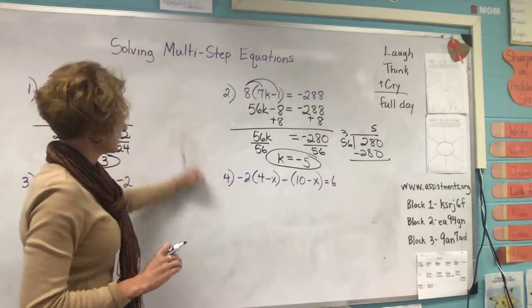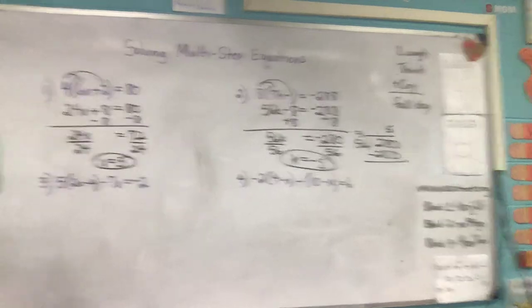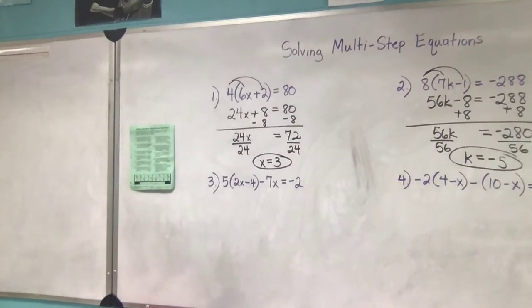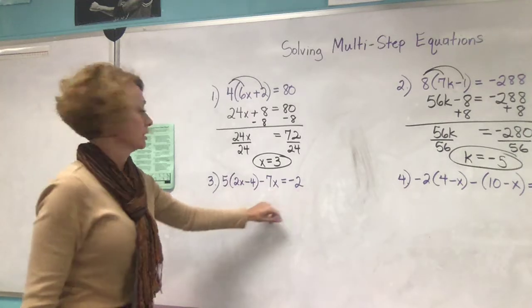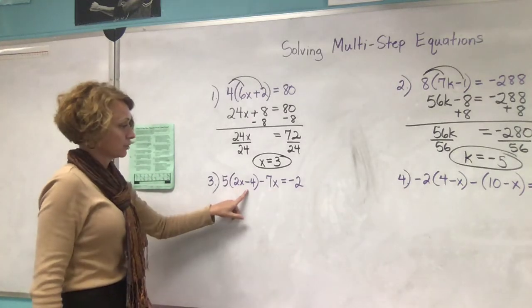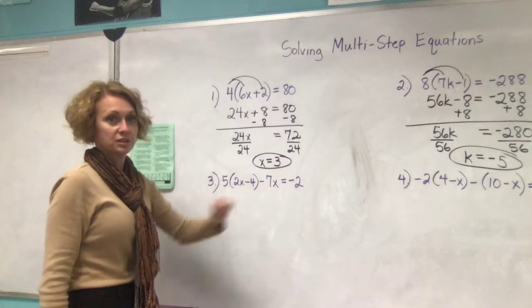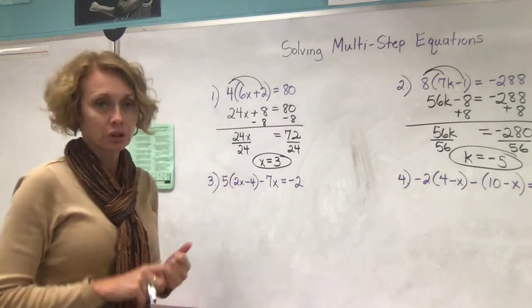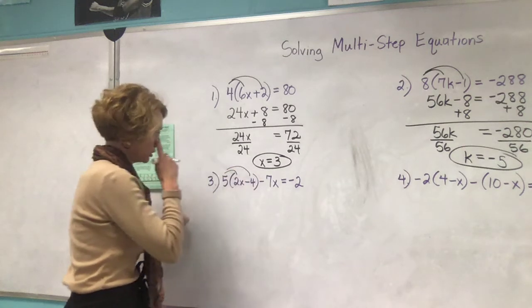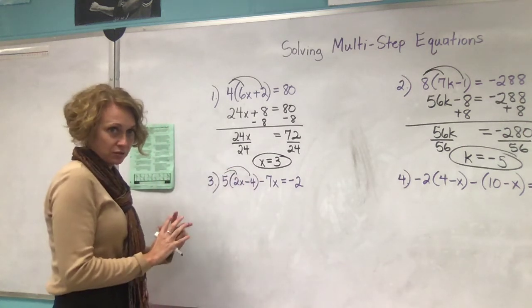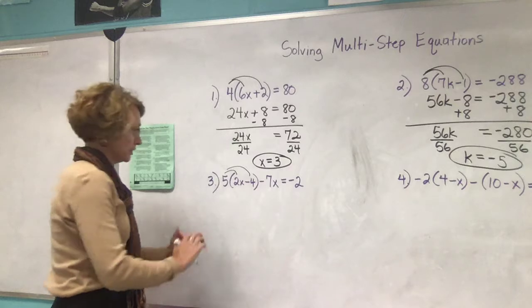Okay, let's look at some other equations where we might have to combine some like terms and also maybe use distributive property. Here's my 3rd multi-step equation. 5 times 2x minus 4 minus 7x equal to negative 2. Let's do distributive property first. Anytime I see those parentheses in an equation, I always want to get rid of them. Do what I can to get rid of parentheses.